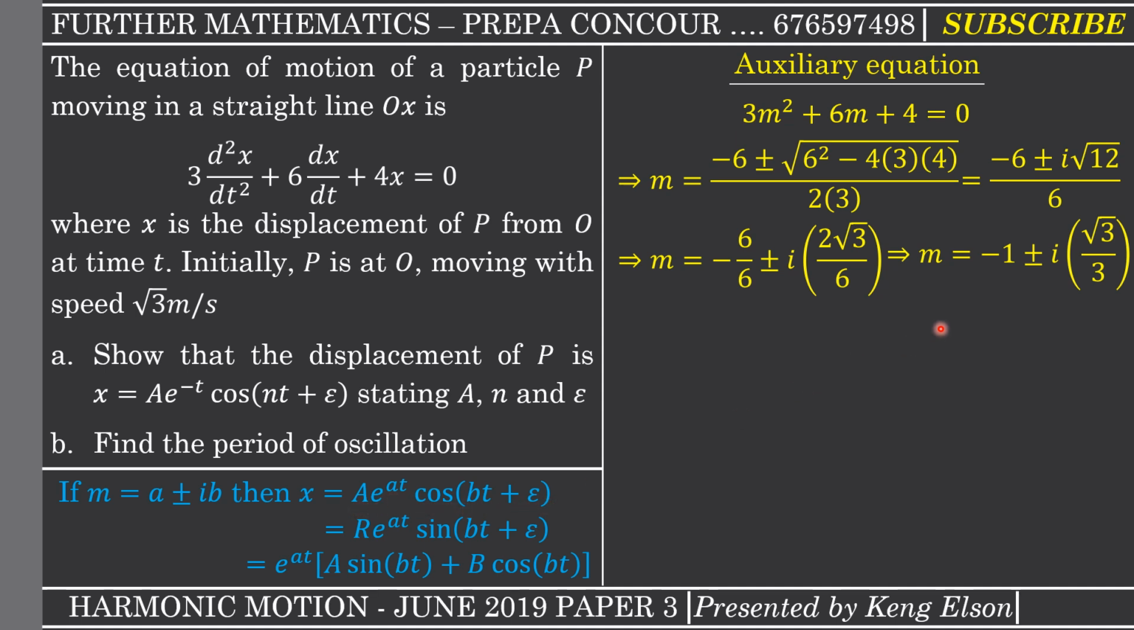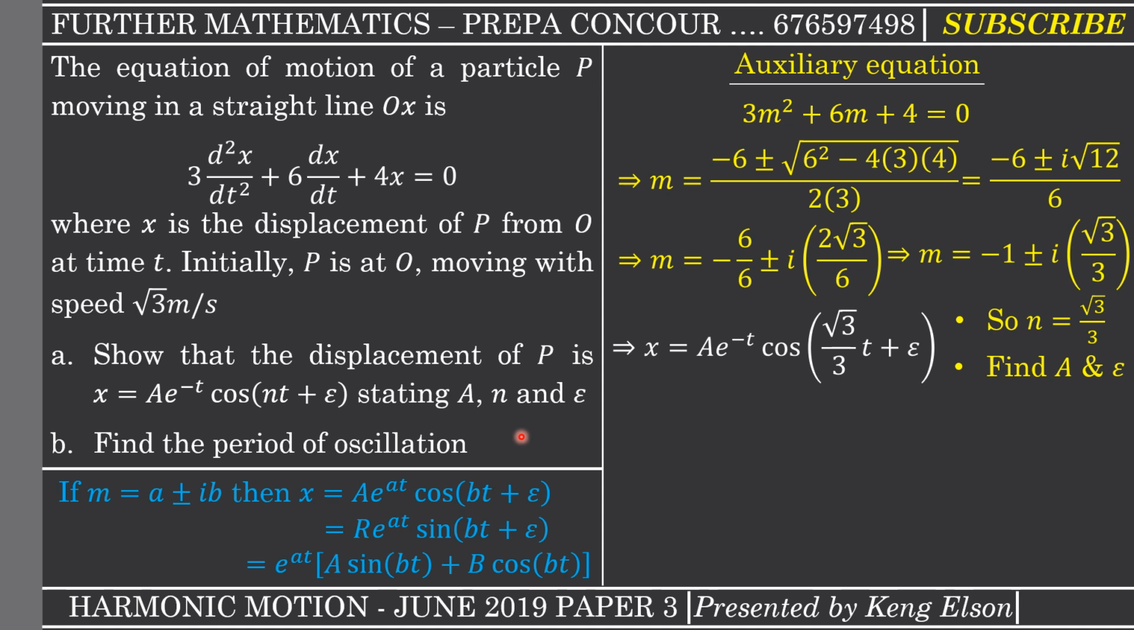All right, so in this case, you realize that our a is basically the real part of the root, and a here will be -1, while b is the imaginary part of the root, which is root 3 on 3. It therefore means that my x will be equal to A e to the -1t, which is just e to the -t, times cosine of root 3 on 3 t plus epsilon. Now you see that we can already deduce that the value of n is equal to root 3 over 3. Now we need to find the value of A and the value of epsilon.